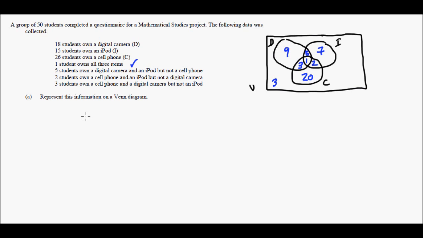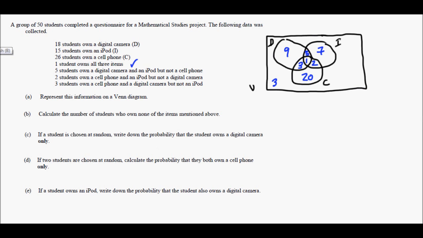Let's look at the rest of the problem. Part B says calculate the number of students who own none of the above items. Well, we already did that. We subtract all of them from 50, so the answer there is going to be 3. If a student is chosen at random, write down the probability that the student owns a digital camera only. Well, that's 9 right there, so that's just 9 out of 50.